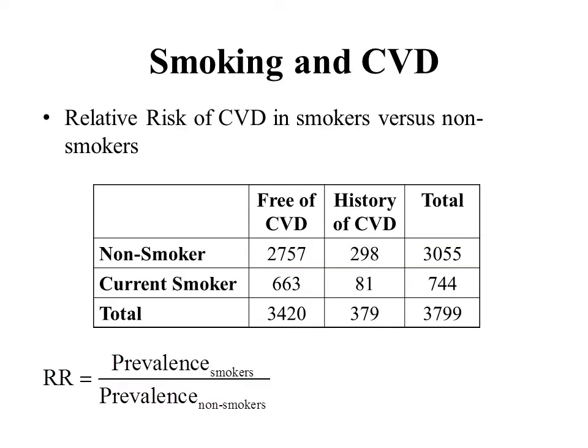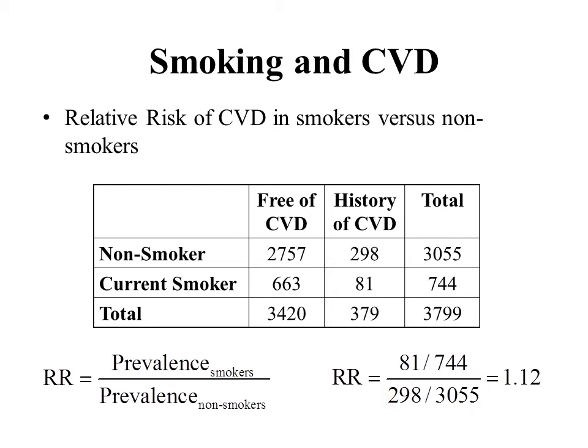And so let's again look at this data of smokers and non-smokers versus history of cardiovascular disease. So the risk ratio of cardiovascular disease in smokers versus non-smokers is going to be the prevalence of our exposed group, which is smokers, divided by the prevalence of the non-smokers. And so we need to calculate these individual prevalences. The prevalence in smokers is the number of smokers with a history divided by the total number of smokers. That's how we get our numerator. The prevalence of non-smokers is the number of non-smokers with a history divided by the total number of non-smokers. That's how we get our denominator.